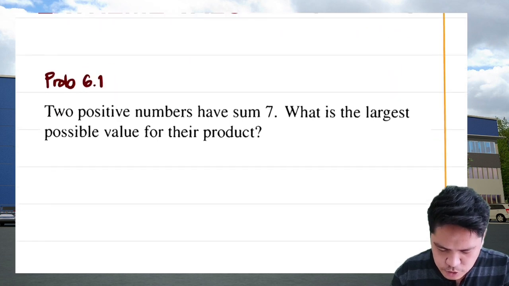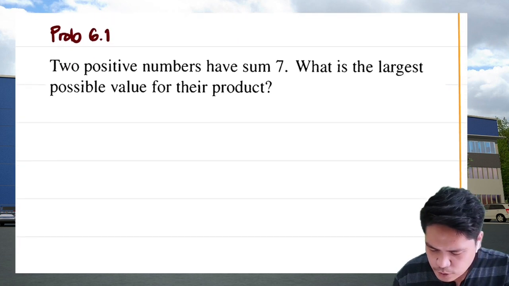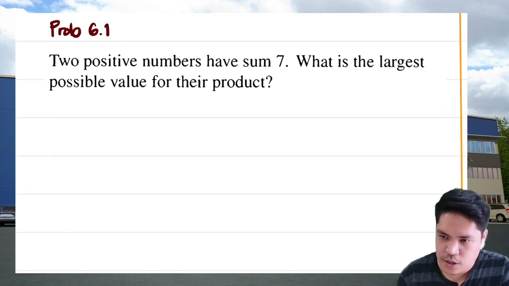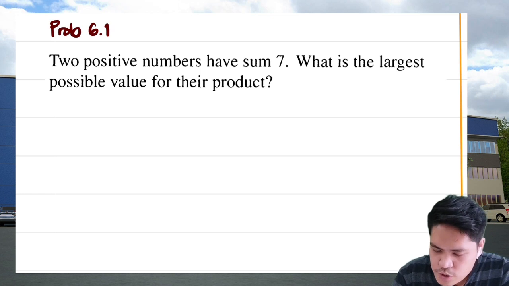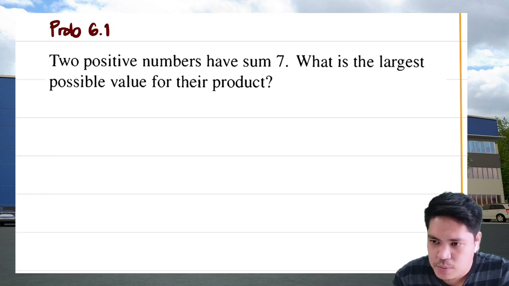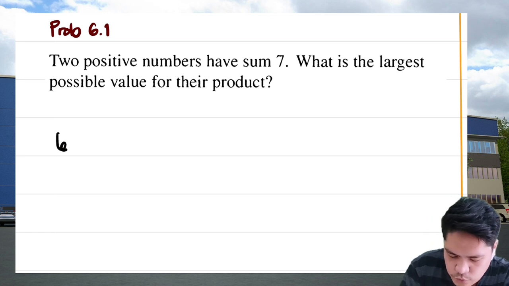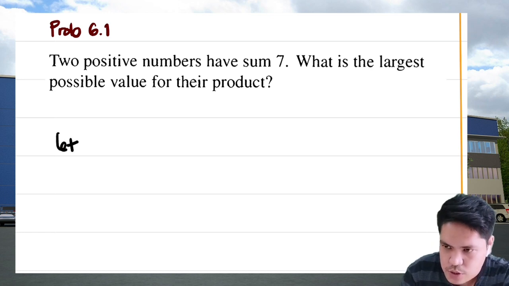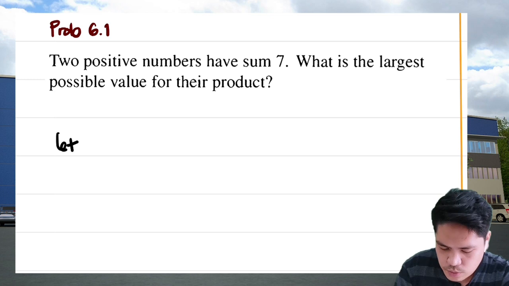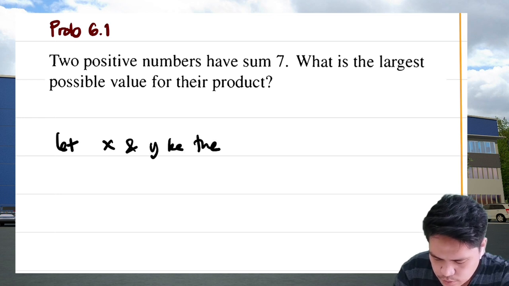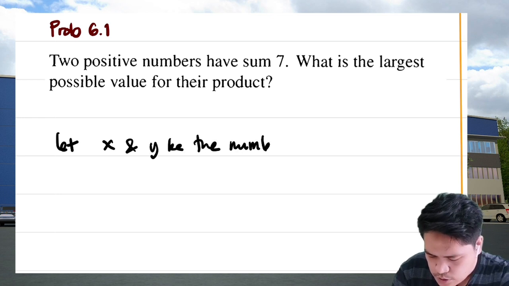Problem 6.1. Two positive numbers have sum 7. What is the largest possible value of their product? Okay, so first we need to interpret this into mathematical terms or expressions. So if we let these two numbers be represented by the variables x and y, so we say let x and y be the numbers.